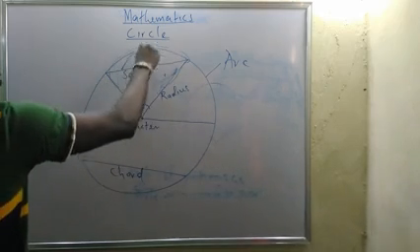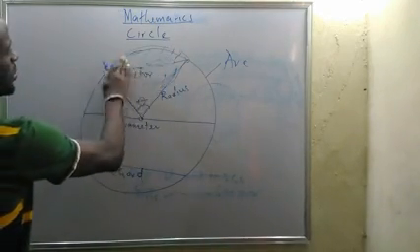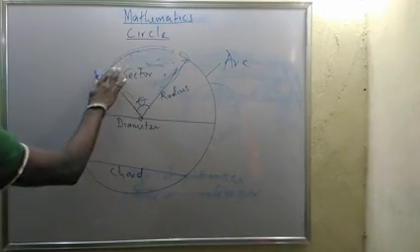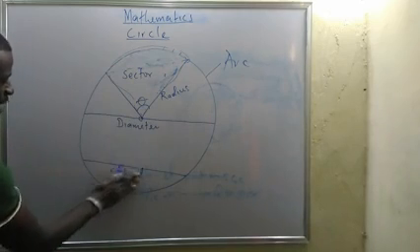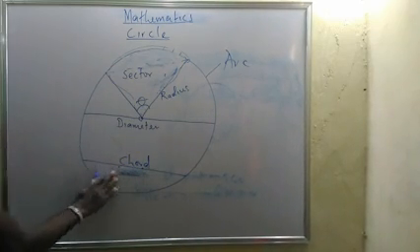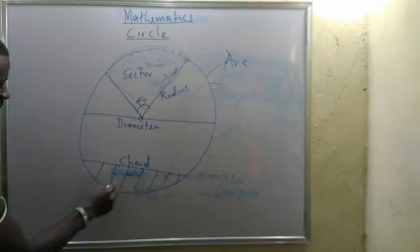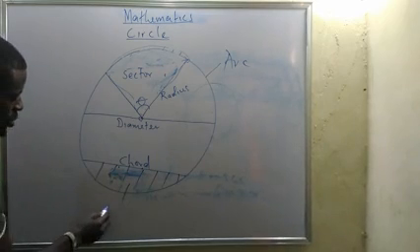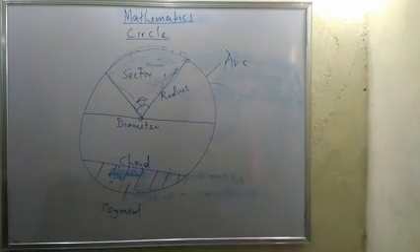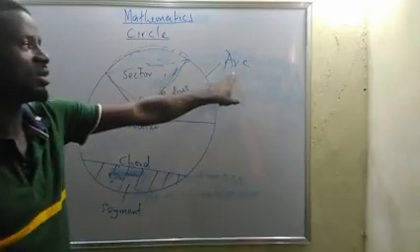Now, I want to use the other part of this. If I use my chord line here, and I have this cut off part of the circle, we call it a segment. This is called a segment.